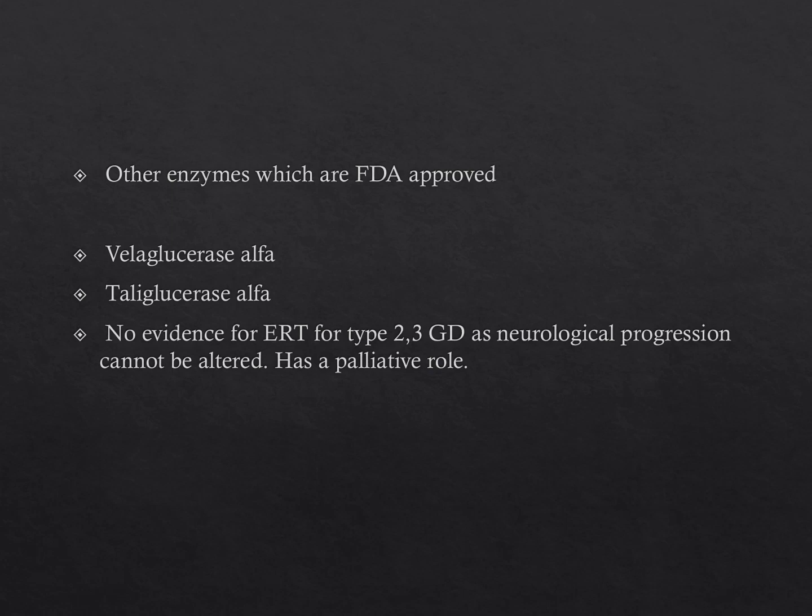imiglucerase and taliglucerase alfa, but these are generally employed in type 1 Gaucher's disease, while in type 2 and type 3 there has been no evidence that enzyme replacement therapy actually helps, as the neurological progression cannot be altered in these kids. More or less, it has a palliative role and can be tried, as there are not many other options available to stop the progression of this rare disorder.